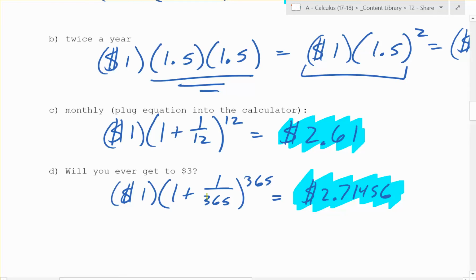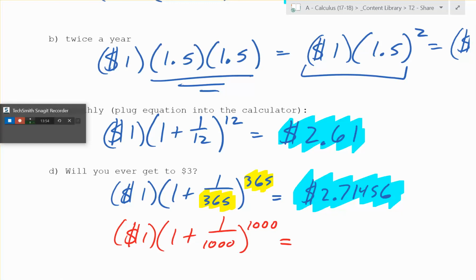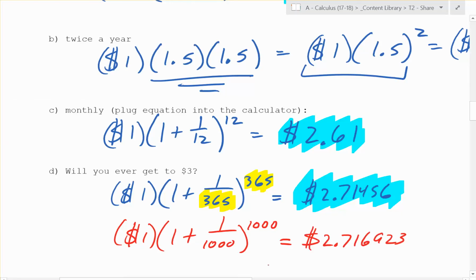Basically, what happens as this gets really big? You could test it again. You could just pick a huge number: 1 plus 1 over, let's say, 1,000 to the 1,000th power. This is where your calculator might slow down a bit. So let's try it. 2.716923. So you made a little bit more, but not much. So do you think you'll ever get to $3?